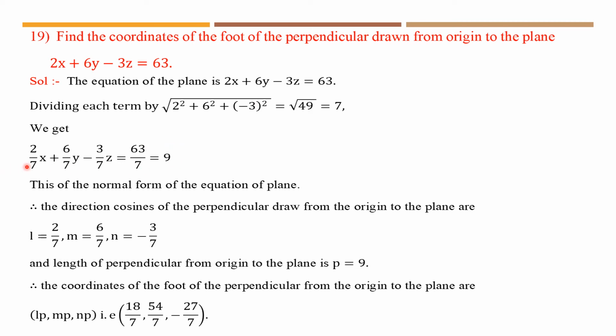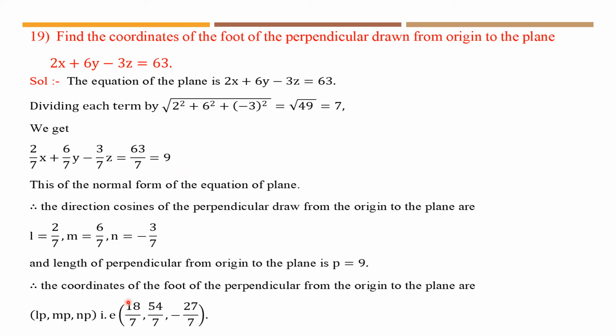Hence, this form is Lx plus My plus Nz equal to P. This is the normal form of the equation of the plane. Therefore, the direction cosines of the perpendicular drawn from the origin to the plane are L equal to 2 by 7, M equal to 6 by 7, N equal to minus 3 by 7. And the length of the perpendicular from the origin to the plane is P equal to 9.